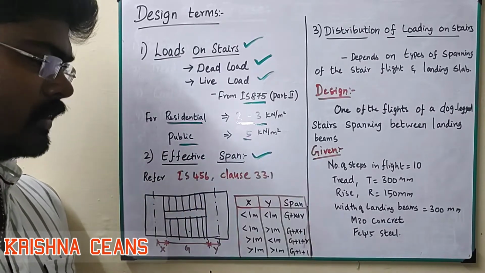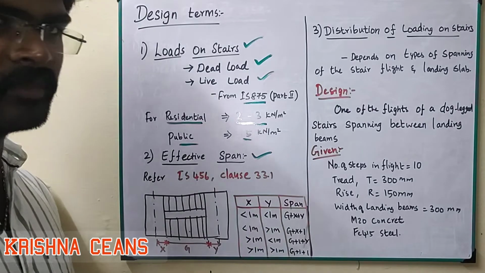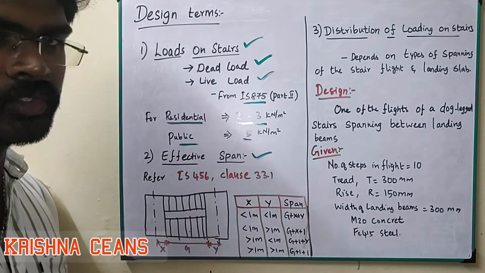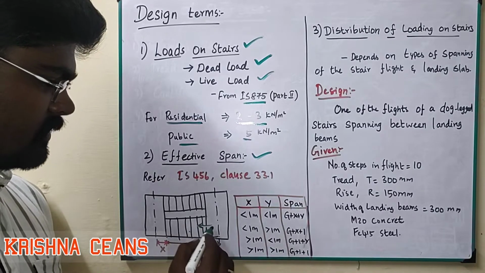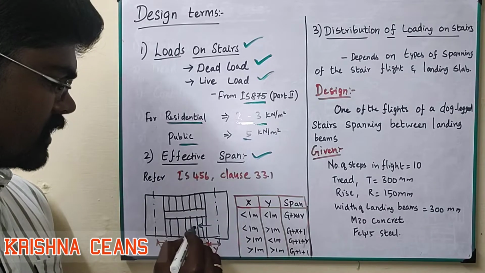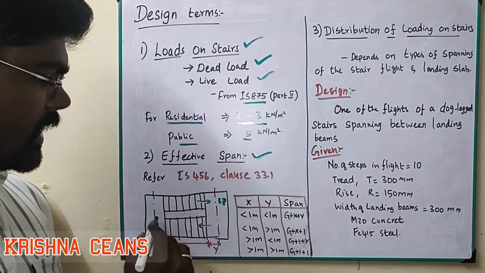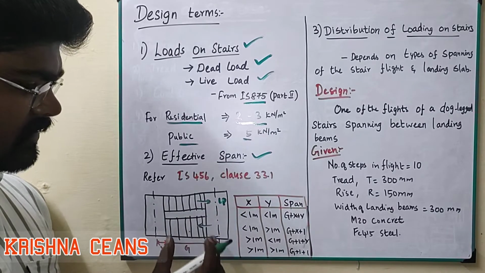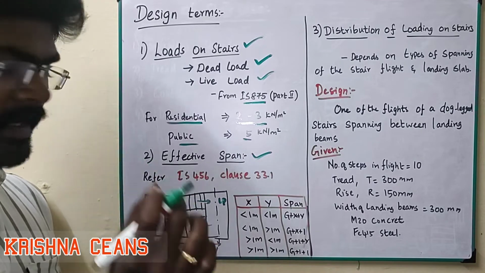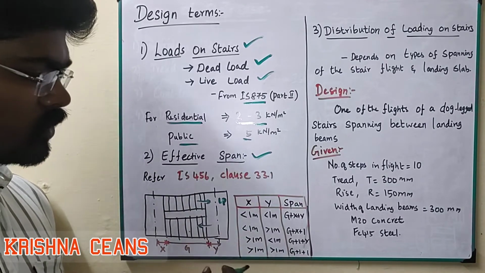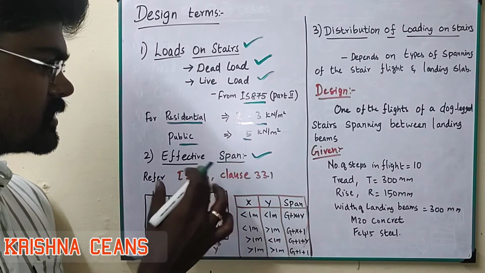Second one is the effective span, which is referred from IS 456 Clause 33.1. They mention in the diagram how to choose the effective span of the staircases. This is the staircase, this is down, this is up. We are coming from here, then move from here, then reach the up. This is one landing. This is the stairs, where the flight which occupies the steps we call going. Then half of the portion of landing we call x, the remaining half we consider as y. So g plus x plus y, this length we consider as the effective span.